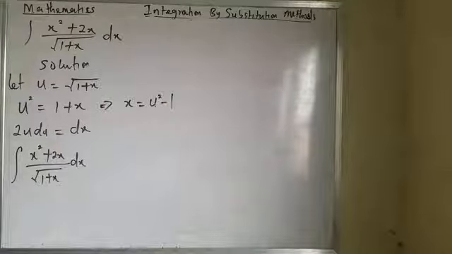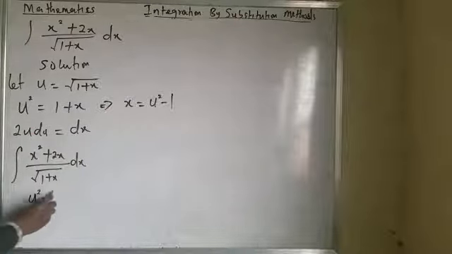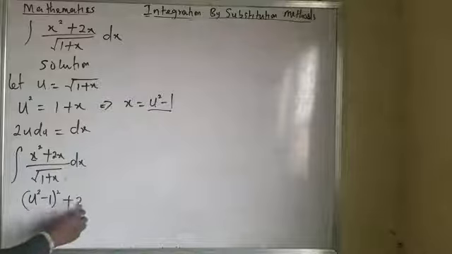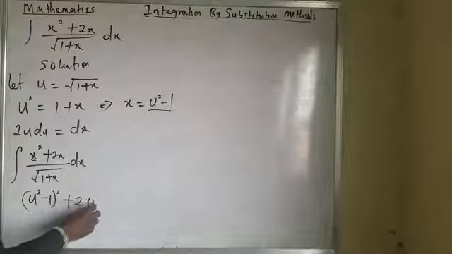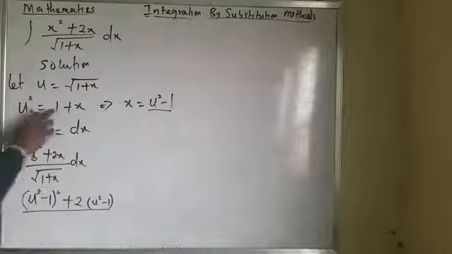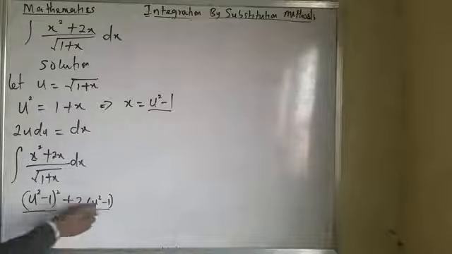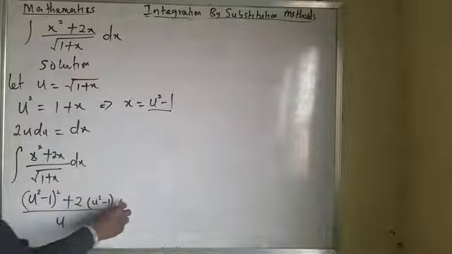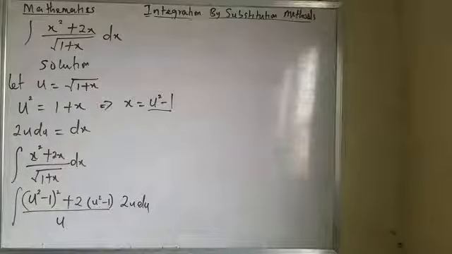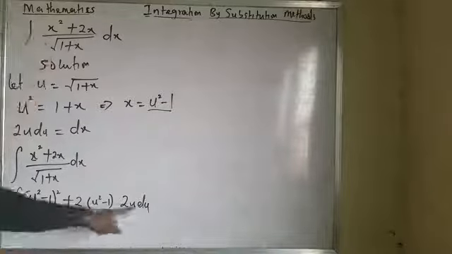Now I can successfully substitute. What is my x squared? It means I'm talking about u squared minus 1, bracket squared, plus 2 times x, which is the bracket of u squared minus 1, divided by root of 1 plus x, which becomes u. What is my dx? My dx is equal to 2u du, with the integral. Now, can you see that there is no x again at this point?